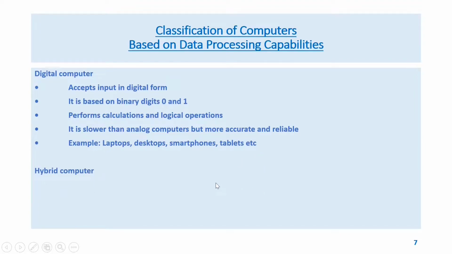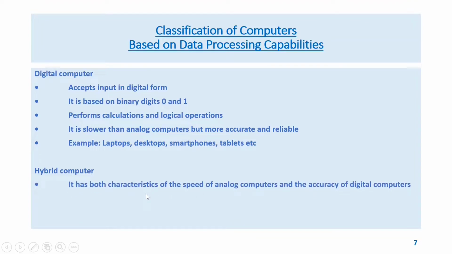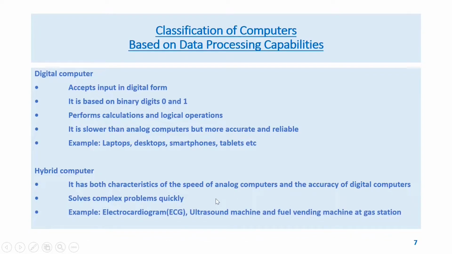Hybrid computer. It has characteristics of both analog and digital computers. The characteristic of analog computer is the speed. So it has both the speed of analog computers and the accuracy of digital computers. Solves complex problems quickly. Examples: electrocardiogram, ECG, ultrasound machine, and fuel vending machine at gas station.